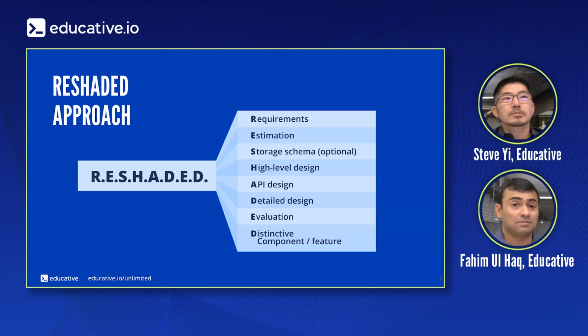Once you have the high-level design, the next part is to understand the interaction between the different components in this design. And that's where your APIs come in. And once you have defined the APIs in the RESHADED pattern, then you're going to have a more detailed design. And that detailed design is more or less where you will end up in terms of designing the system.